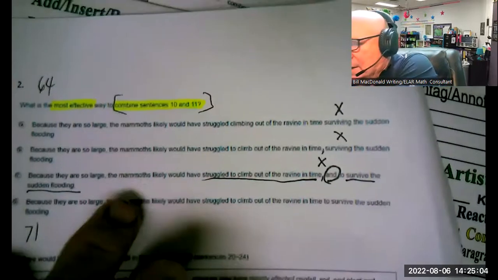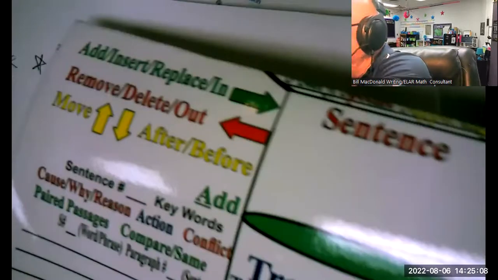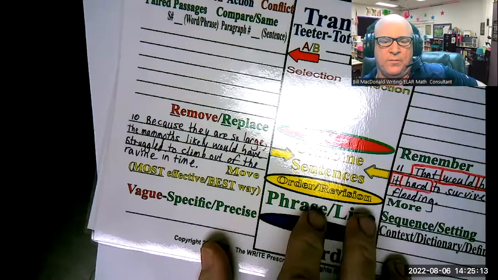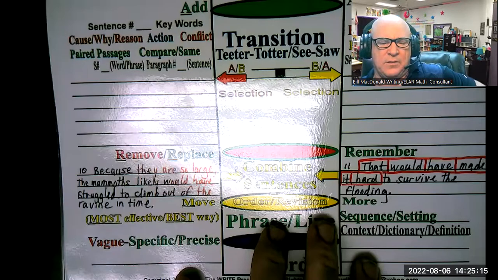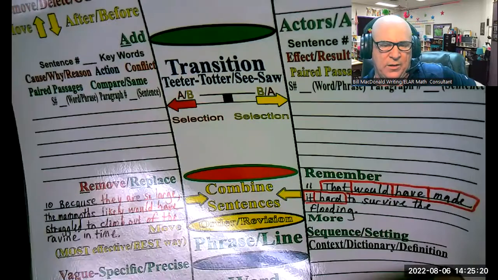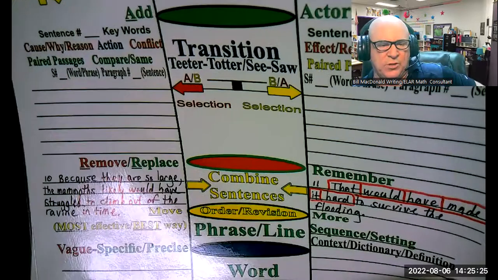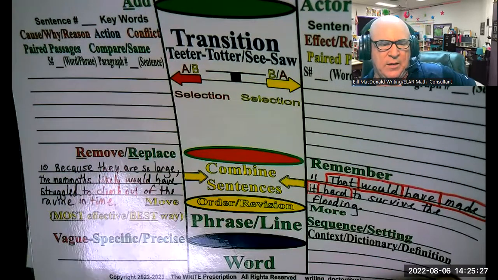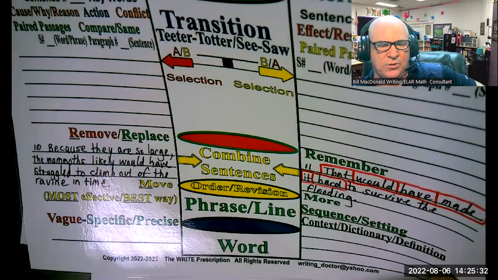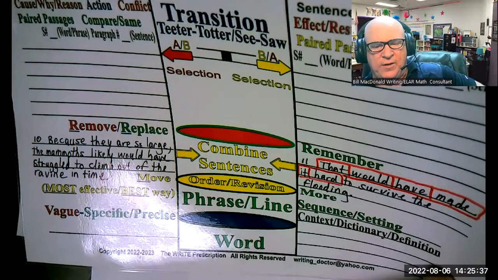And what I have on my revising graphic organizer, there's your combining sentences. Yellow means don't add or remove anything. All you're going to do is bring them together the best without being repetitious. So there's sentence 10, because they're so large, comma, the mammoths likely would have struggled to climb out of the ravine in time. That would have made it hard to survive the flooding.